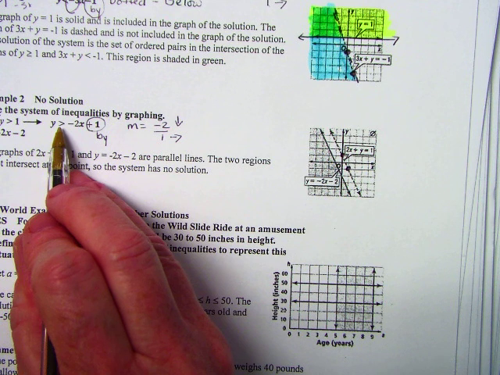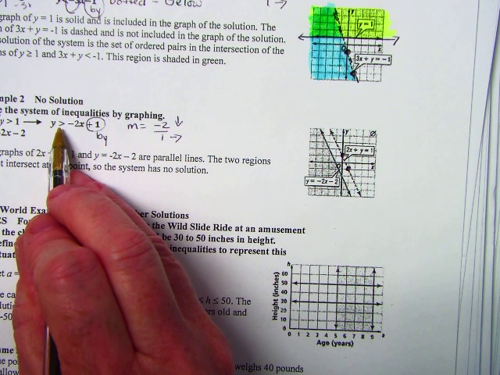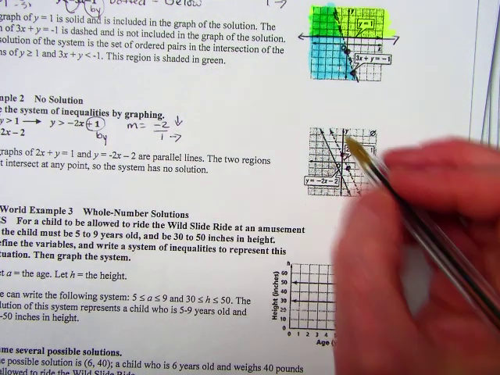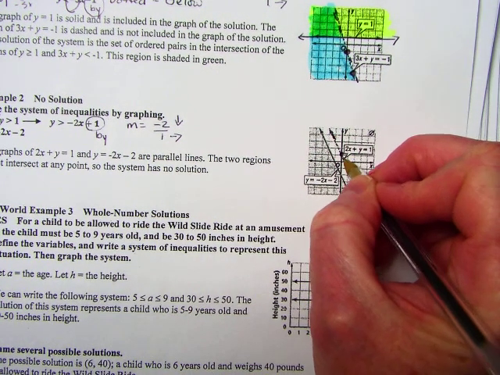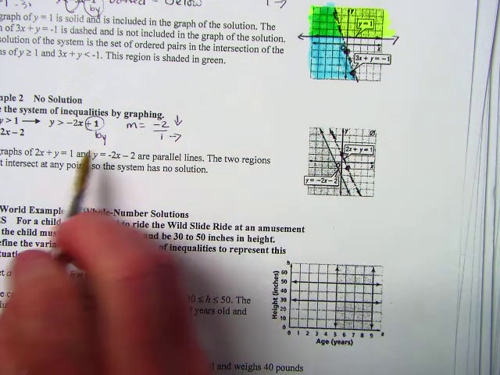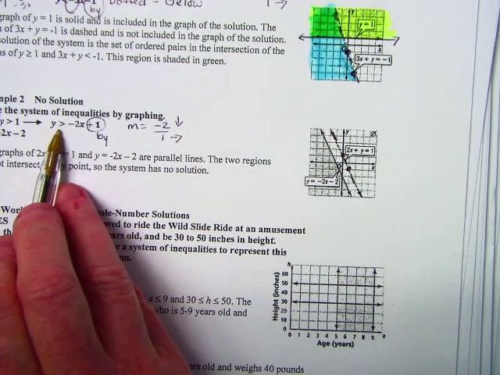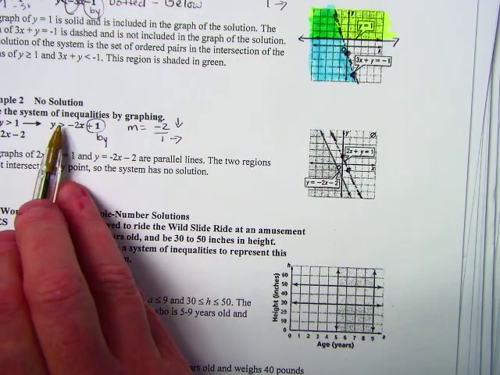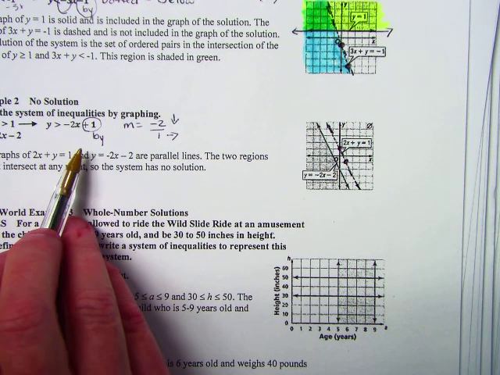Looking at my equation, it's going to be a dotted line. And then which way will I need to shade this one? Above. Y is greater than, meaning y is above the line.